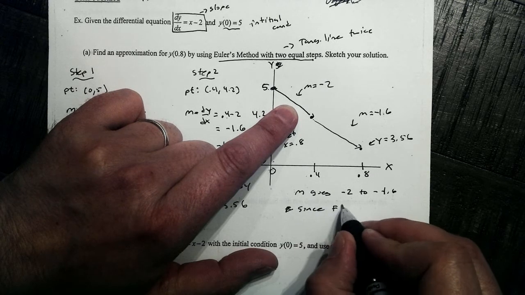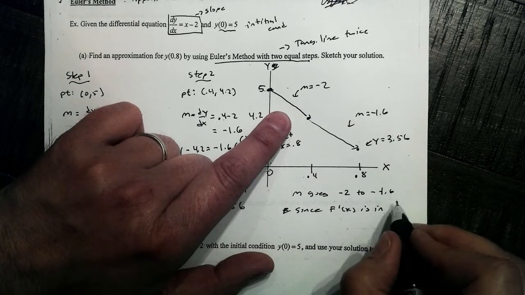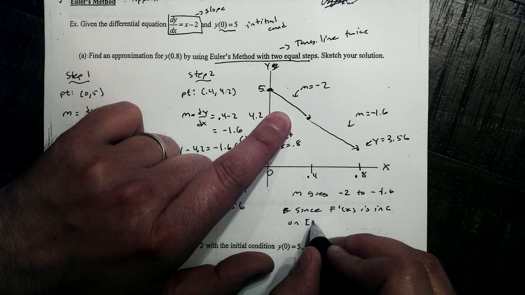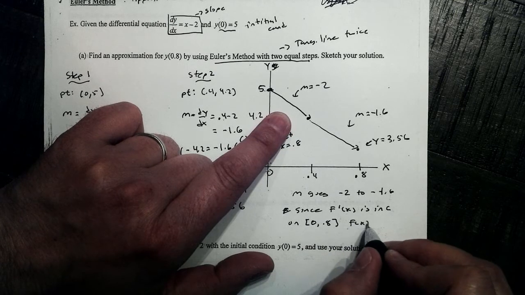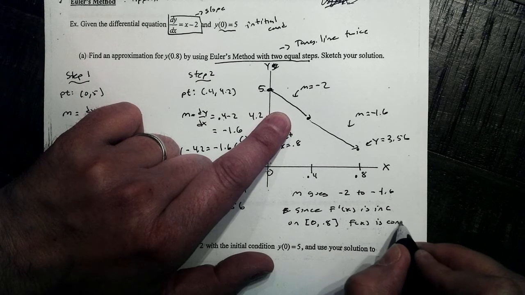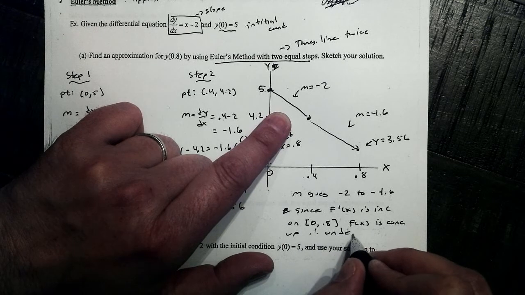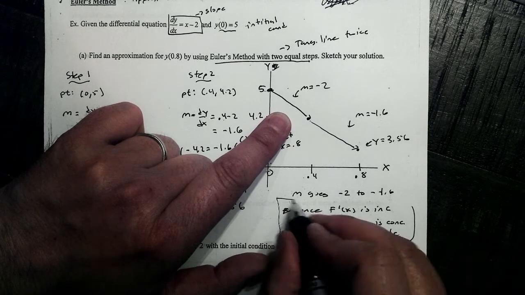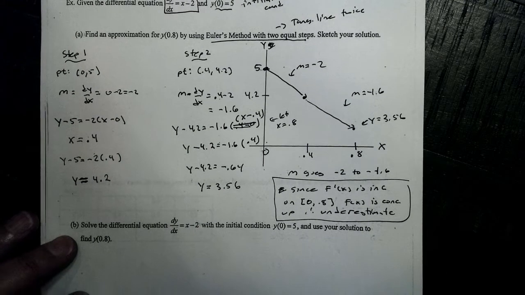Since we can say that f prime of x is increasing, our derivative, remember slope of the derivative, is increasing on the domain 0 to 0.8, f of x is concave up. Therefore, we have an underestimate. You might remember that from last semester. So we can even use this to help us find out if our answer is going to be an overestimate or an underestimate. All right, so now for part B, it's a little bit different.